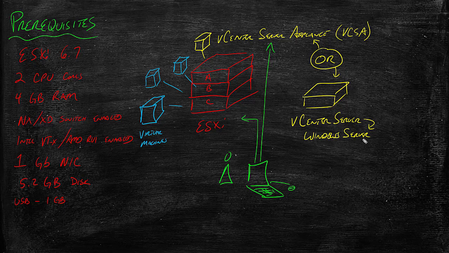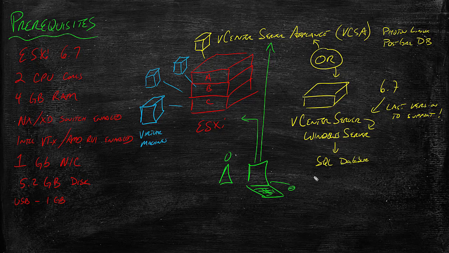Now, as I mentioned on the vCenter server side, 6.7 is the last version to support a vCenter server on top of Windows Server, because VMware vastly prefers running on top of their own Photon Linux installation with their built-in Postgres database, instead of working with Windows Server, which also needs to tie into a SQL-based database or an Oracle database.